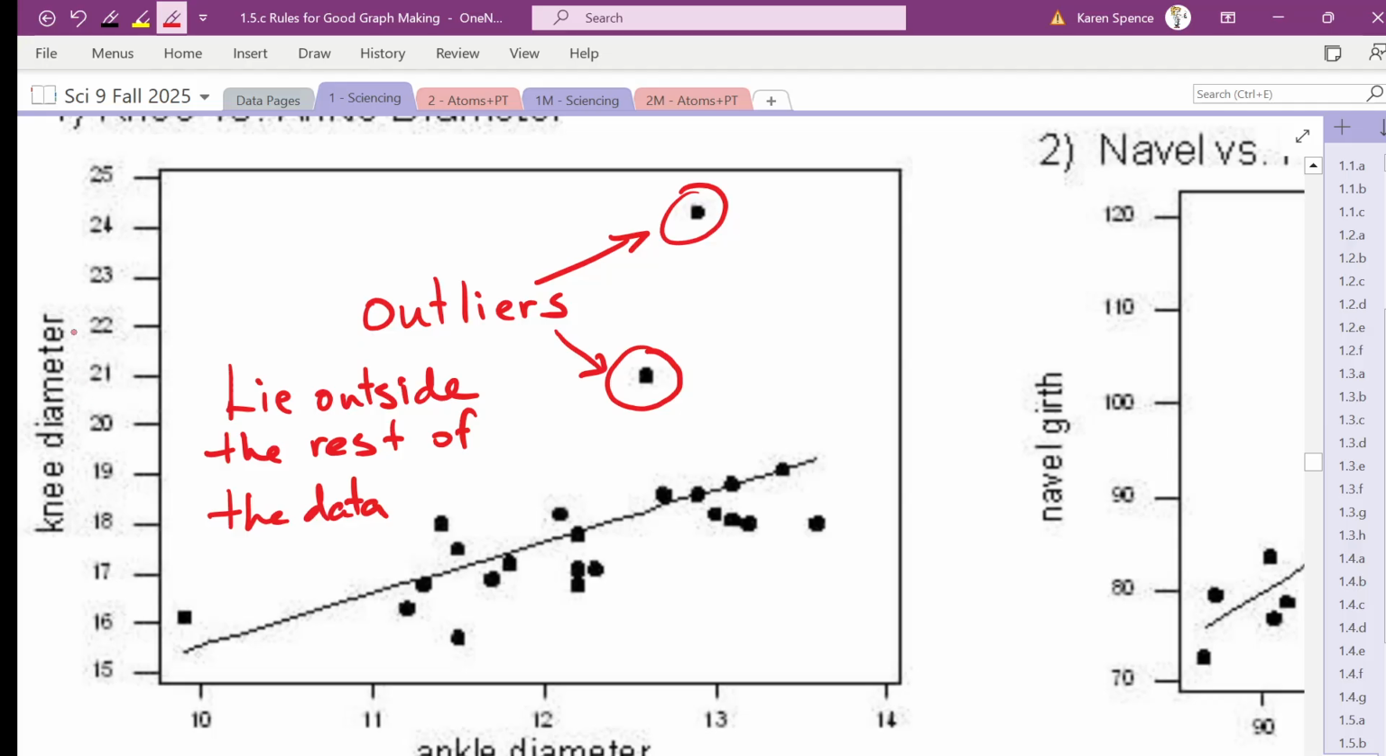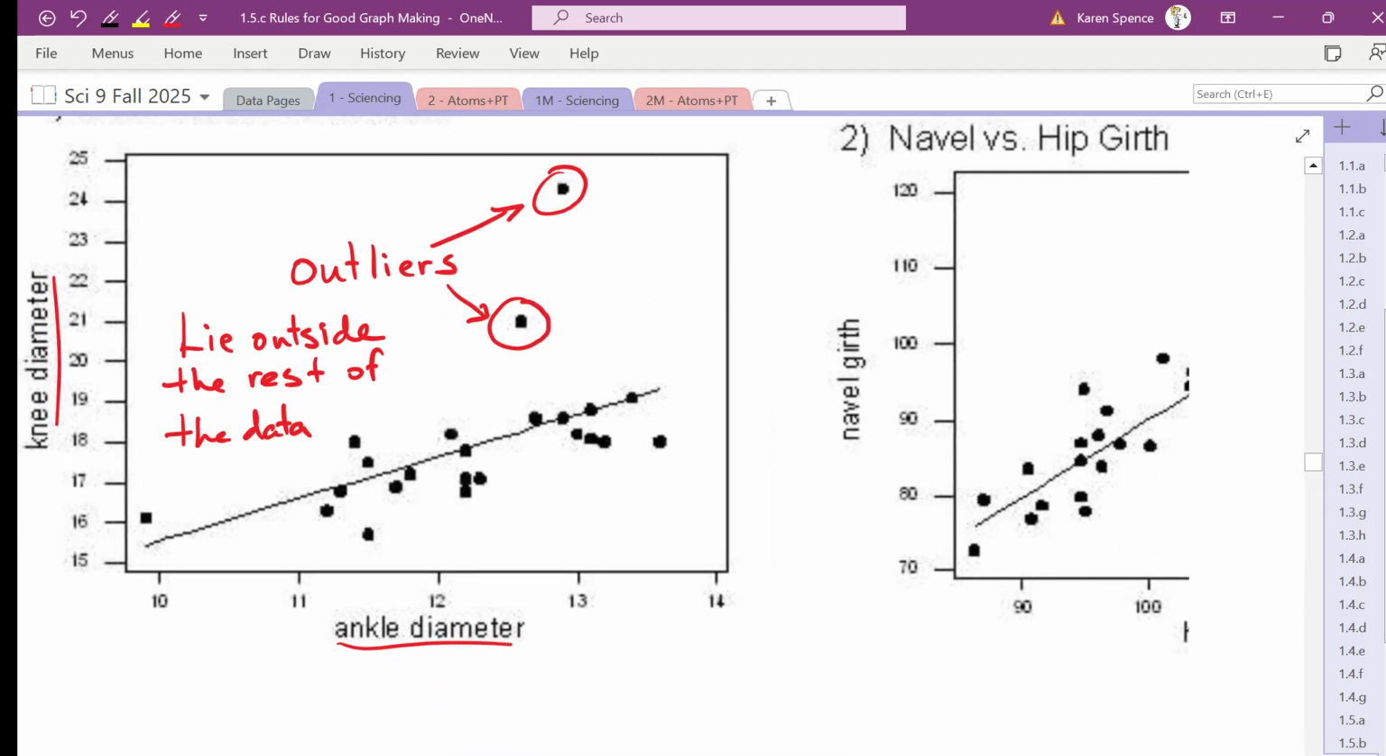This particular one, we've got knee diameter versus ankle diameter. So these people, I guess they've just got very thick knees. I don't know. Yep, you never know.